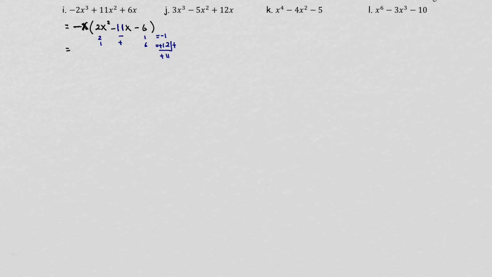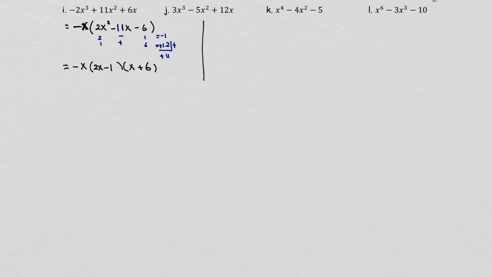It means your complete factor should be: you factor negative x out, and this trinomial becomes 2 linear factors, which are going to be 2x minus 1 and 1x plus 6. So this is factoring completely.